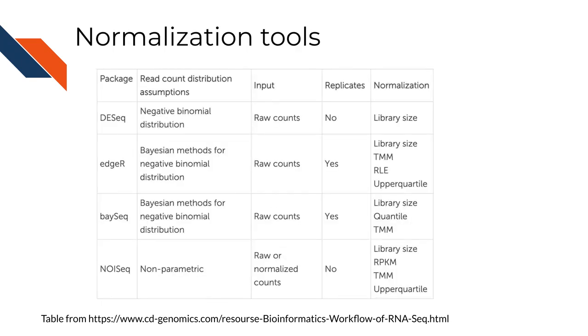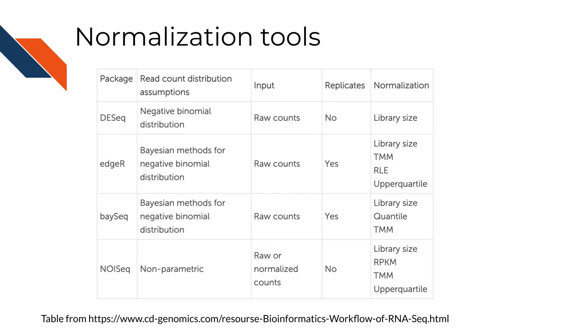For DESeq, read count distribution assumes a negative binomial distribution. Raw counts are expected. Replicates are not dealt with. Normalization is done with respect to library size. For edgeR, read count distribution assumes Bayesian methods for negative binomial distribution. Input is raw counts. Yes, can deal with replicates. Normalization is done with respect to library size, TMM, RLE, upper quartile.